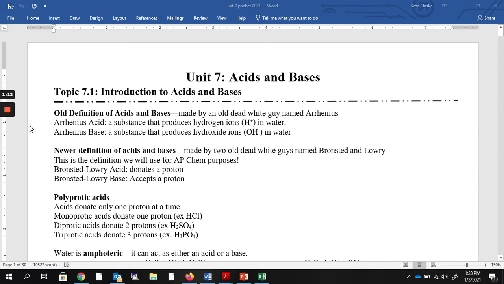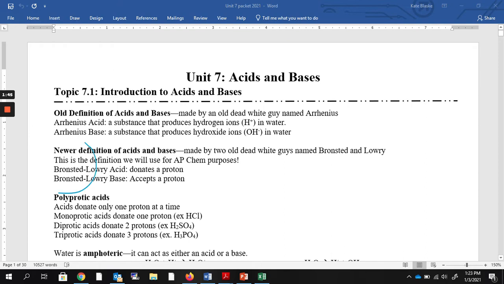And so other old dead white guys named Bronsted and Lowry came up with a more inclusive definition. That a Bronsted-Lowry acid donates a proton. Now, a proton is the same thing as an H+, so that part of the definition didn't change a whole lot. But a Bronsted-Lowry base accepts a proton. So it doesn't necessarily have to have a hydroxide in it to be a base. It just needs to be able to accept that proton.